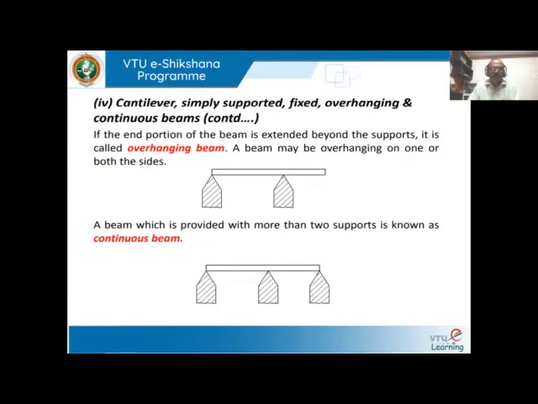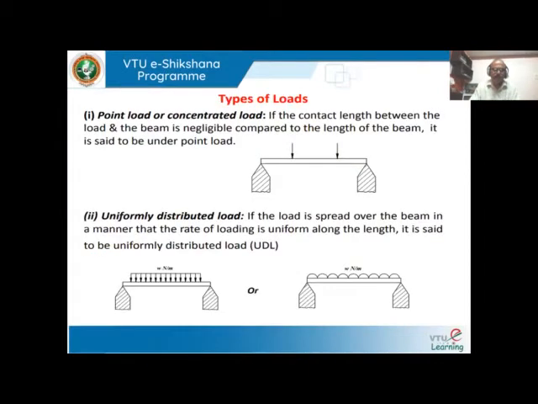Now, what is an overhanging beam? If a portion of the beam extends beyond the supports, we call it an overhanging beam. Then what is a continuous beam? If there are more than two supports for the beam, we call it a continuous beam.